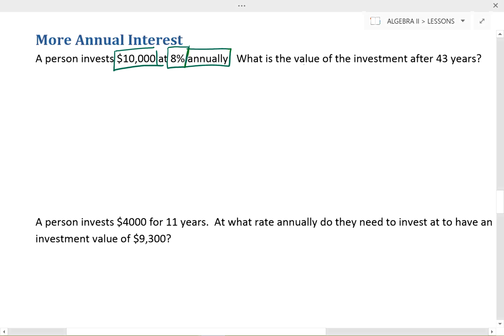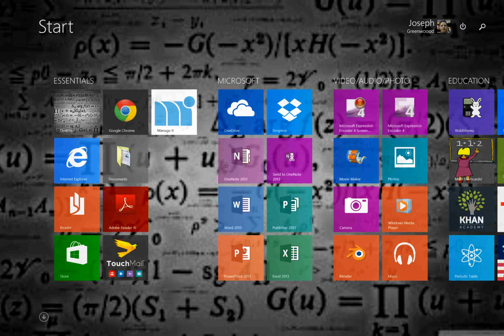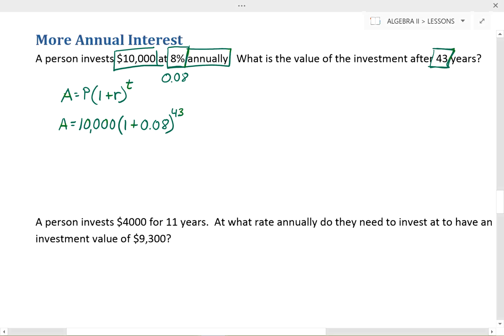It says, what is the value of the investment after 43 years? So again, the equation for annual interest is A equals P times 1 plus R to the T. For us, that's A equals a principal of $10,000 times 1 plus 8%, which as a decimal is 0.08, so that's 1 plus 0.08, raised to the power of 43, because we're investing for 43 years.